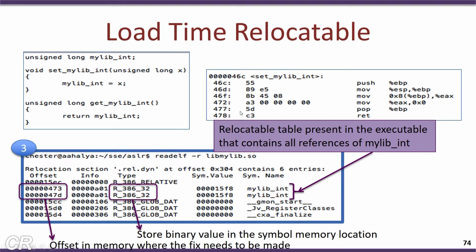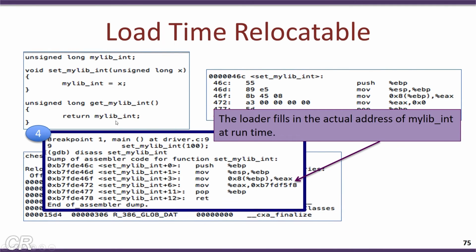In order to check whether the loader is actually doing its job, we can write a small program which we link to this particular library. Then we compile that program and use GDB to debug it as follows. We set a breakpoint in main, and when the breakpoint is hit, we do a disassemble of set_mylib_int in GDB. Notice the difference between this assembly code and this assembly code. This assembly code is what the compiler gives out after compilation of the library, while this assembly code is what is obtained at runtime after the loader has inserted the library into the address space.